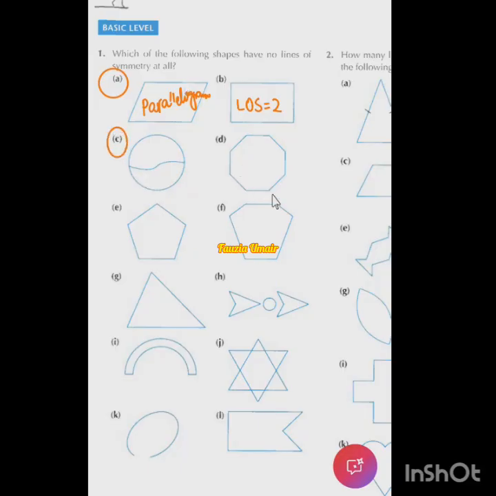What about D part? Ma'am, it has eight lines of symmetry. That's right. So line of symmetry is equal to 8. So it means we will not circle this one. What about this one? Ma'am, it has five.